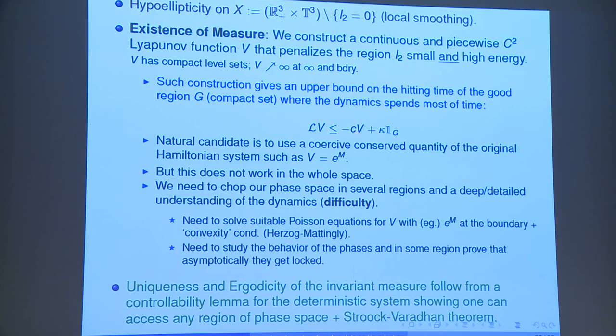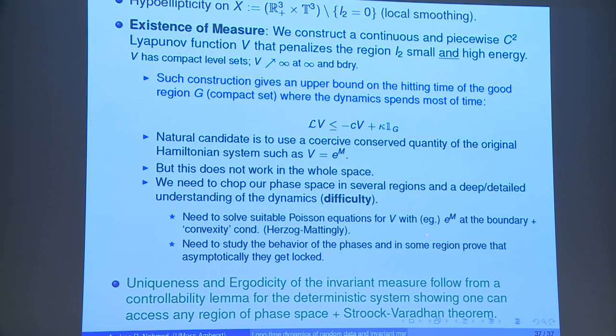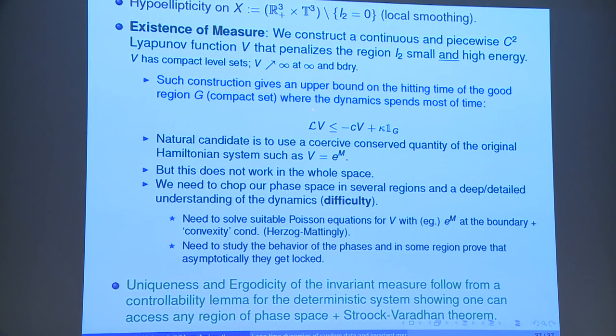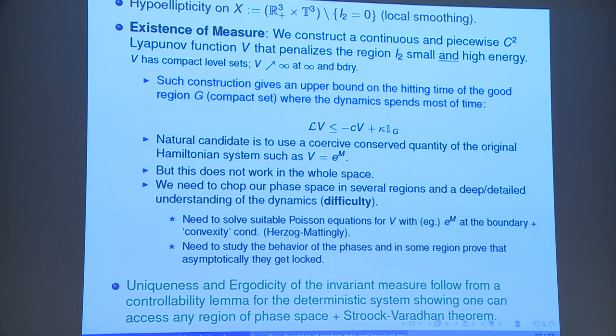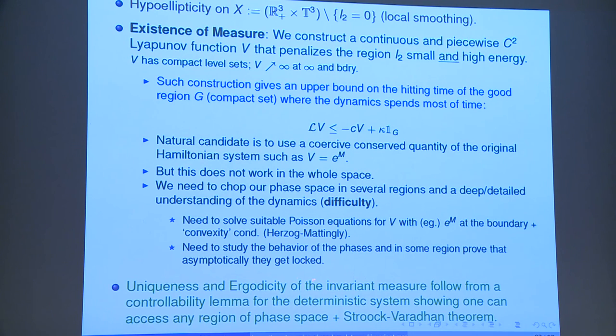the way to solve it is, you can guess one of them, and then you have to solve sort of a Poisson equation with the right boundary values and some convexity conditions, and solve for all the other ones, flowing all the others to get them. And in some of the regions, to get this, you really have to understand the phase diagram and know that the phases will lock at some point. And so it's actually quite delicate. And so this is where the heart of the matter is.